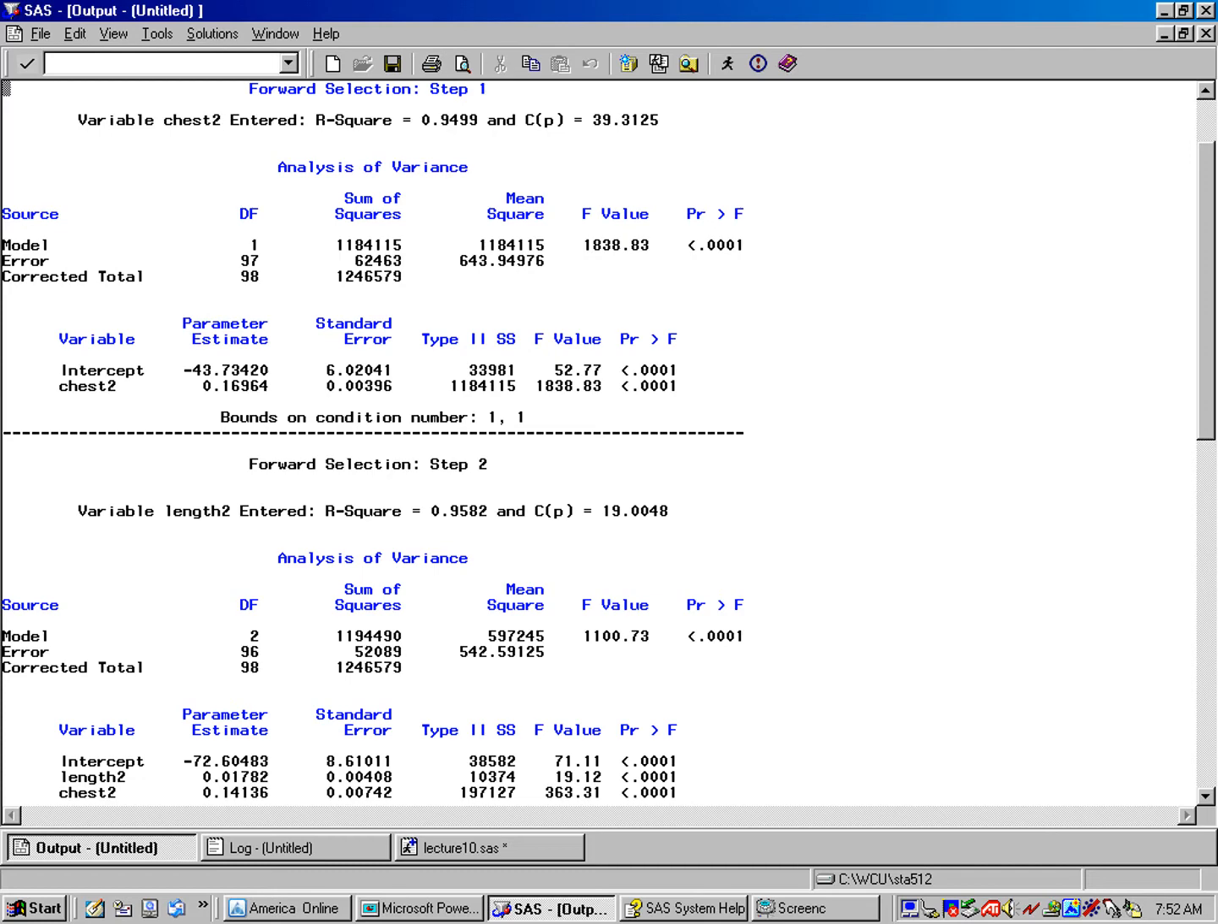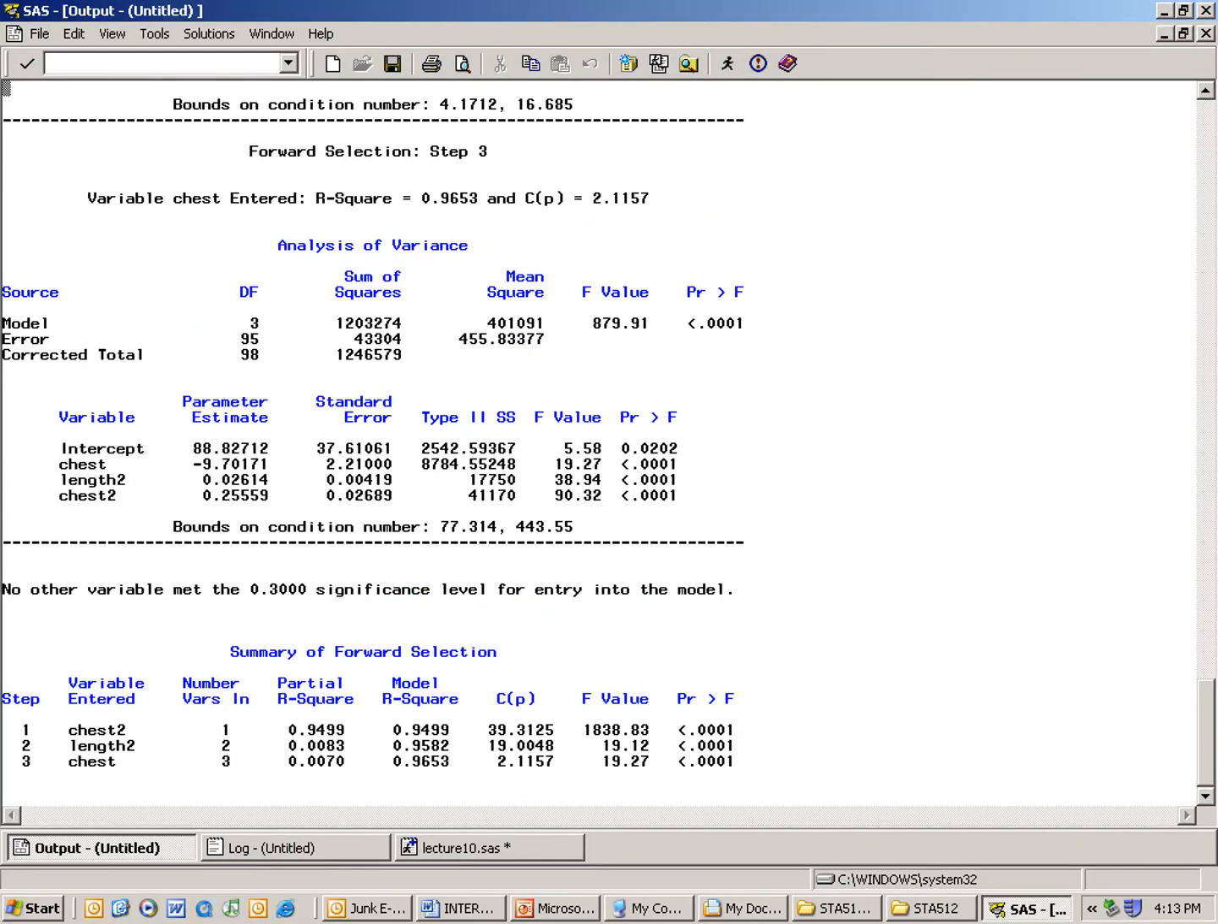Then it keeps going. It says, okay, of all the remaining variables, which ones have the highest correlation with the bear's weight above and beyond what's being provided by chest squared? Turns out that's length squared. So in our second step, we add the variable length squared. Then in step 3, it says, okay, of all the remaining variables, which one adds the most? And that turns out to be chest.